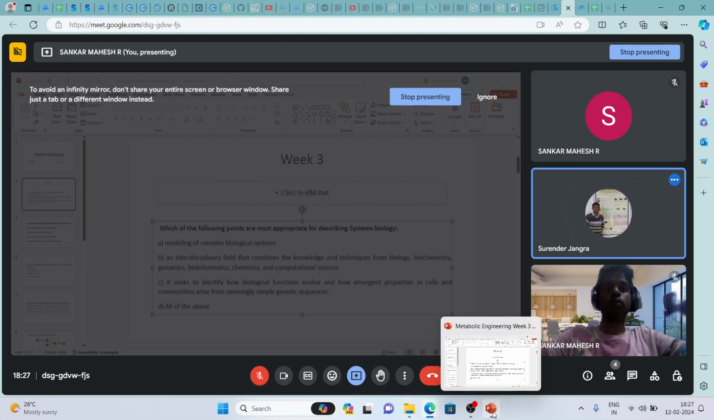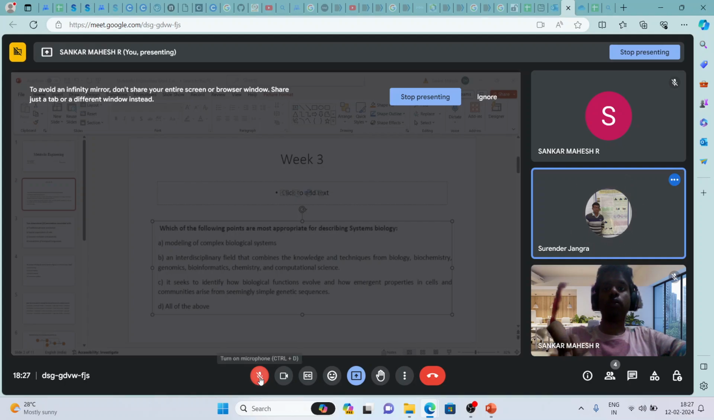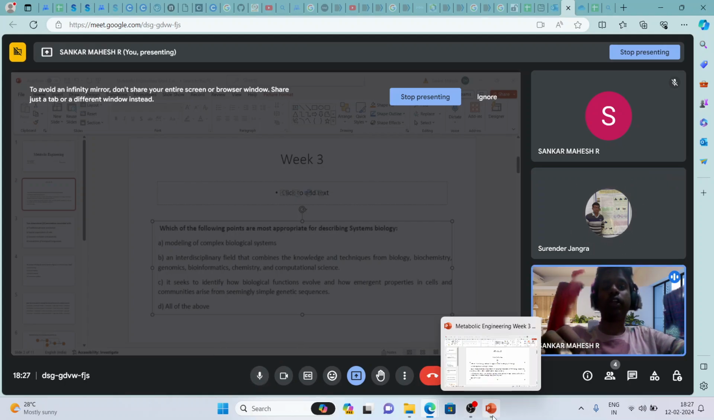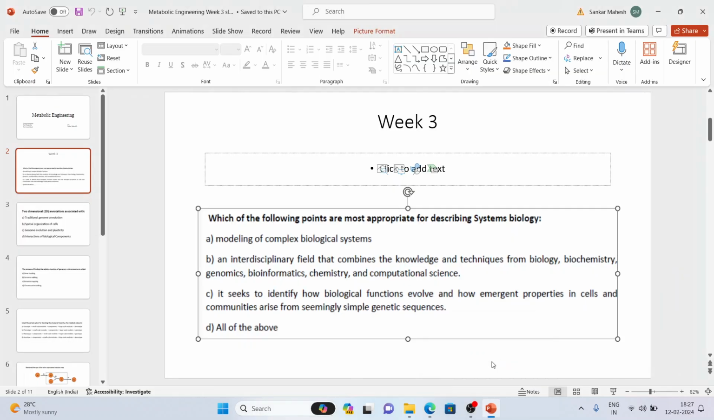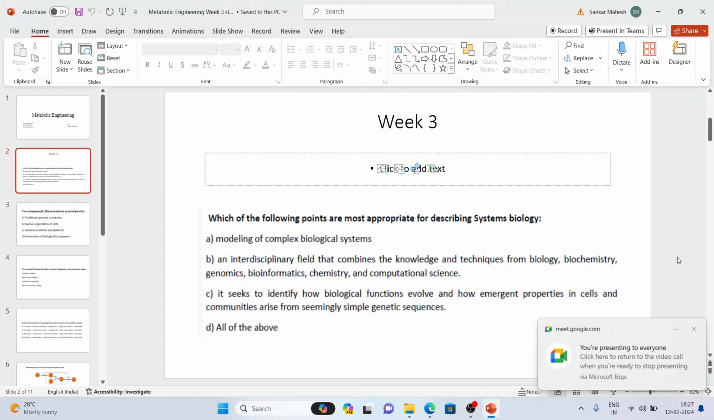For me, all of the above is correct. So you can try to start with one point. We'll discuss each of the points so that the recorded lecture is also useful for others. We know that in systems biology, they try to model biological systems using mathematics. So option A is right. And because the data that they take here is assimilated from different fields, including biology, biochemistry, genomics, bioinformatics, and other stuff, option B is also right.